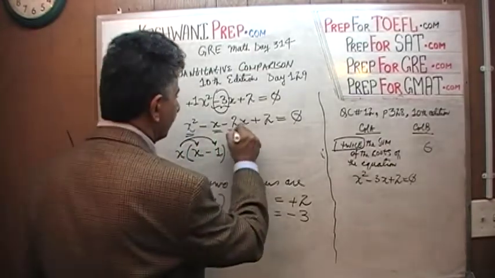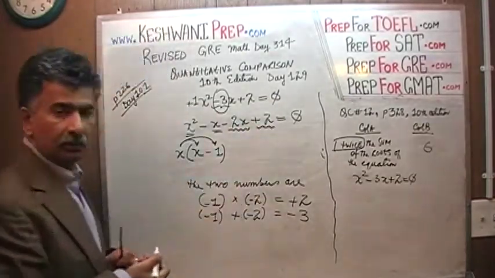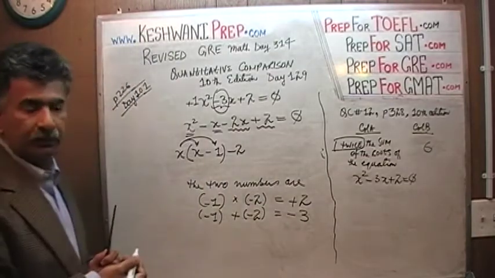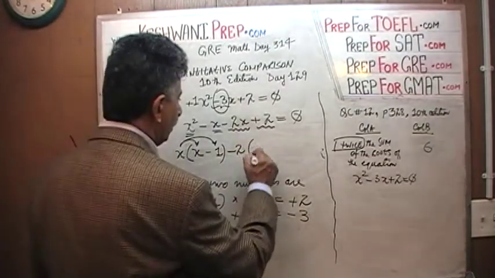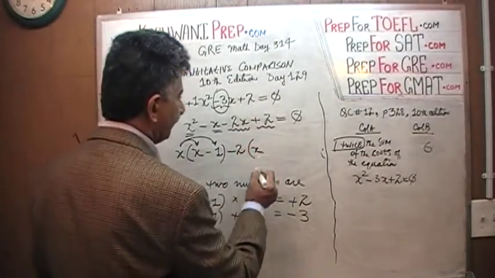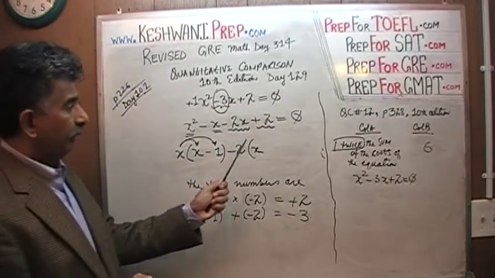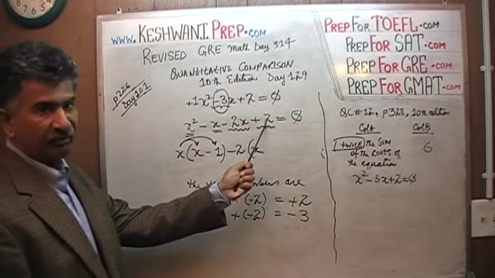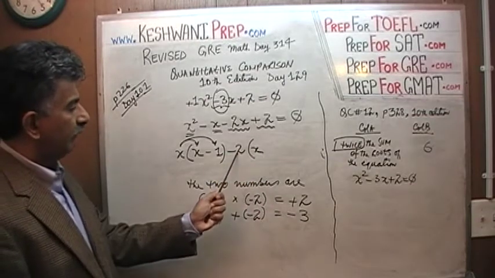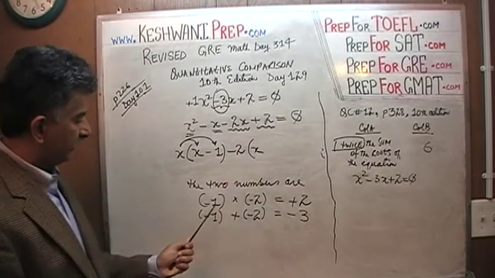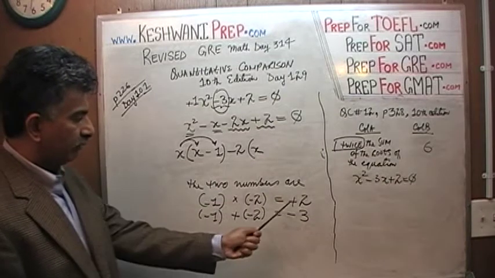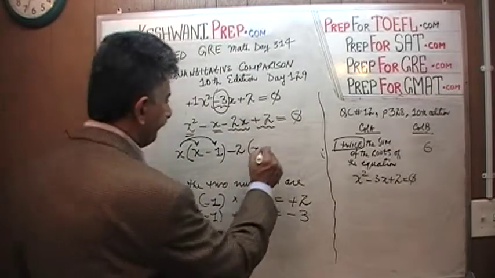Now we look at these two terms, negative 2x and a 2. What do we find common there? What we find common there is negative 2. Again, once we take out negative 2, what we are left with is just x. And once we take out the negative 2, what are we left with? In other words, what number times negative 2 is going to give us positive 2? The answer is negative 1.